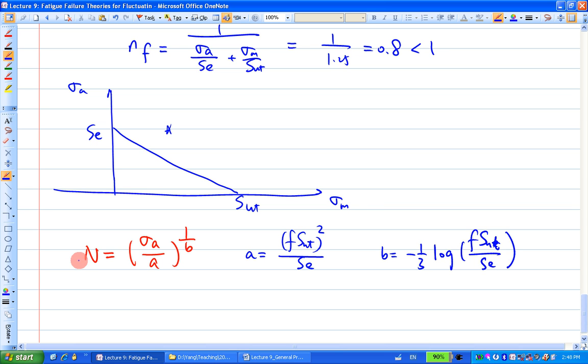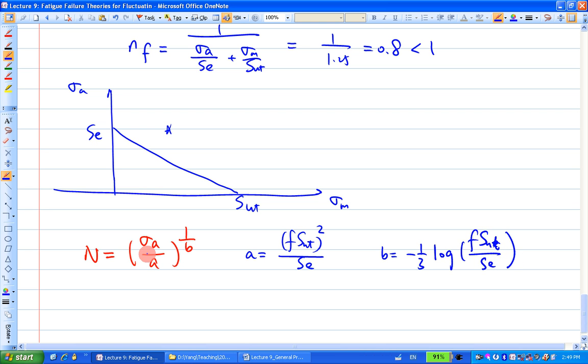So this is the formula for completely reversed stress. But what we have here is not a completely reversed stress. It has this mean value sigma M over here, right? So we can't use this formula anymore. Okay, we cannot use this formula anymore.